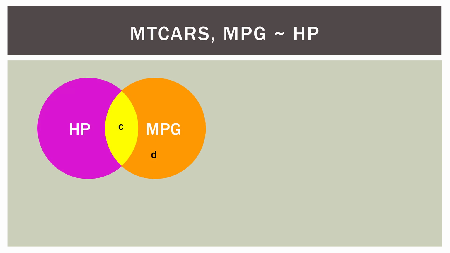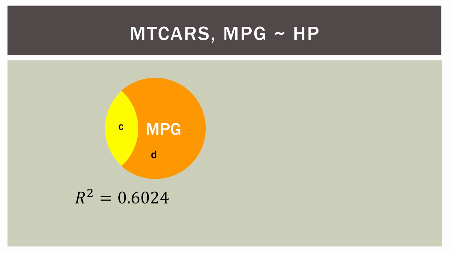Now the same thing for horsepower. So we'll take away the other horsepower we don't need. Now we're looking at MPG and horsepower. So the R squared here is 0.6024. That's the area of C. So that C plus D equals 1. C equals 0.6024. D, by subtraction, is 0.3976.